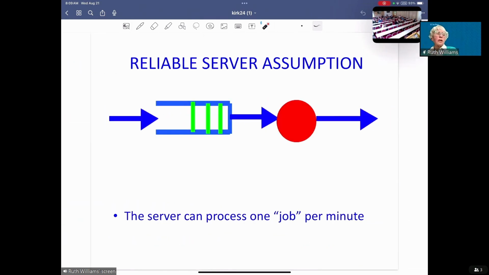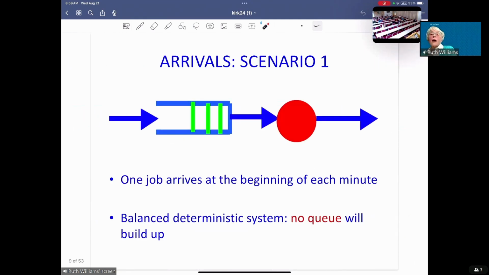And just as a thought experiment, suppose the server is very reliable, so that it can process one job per minute exactly. So at the end of each minute, if there was a job to process, it'll be at the head of the line, it'll be processed and will depart the system. On the other hand, with the arrivals, let's first of all consider where the arrivals are also very predictable, and that one job arrives at the beginning of each minute. And for specificity, let's suppose that the service departure occurs first if there is one, and then the job arrives.